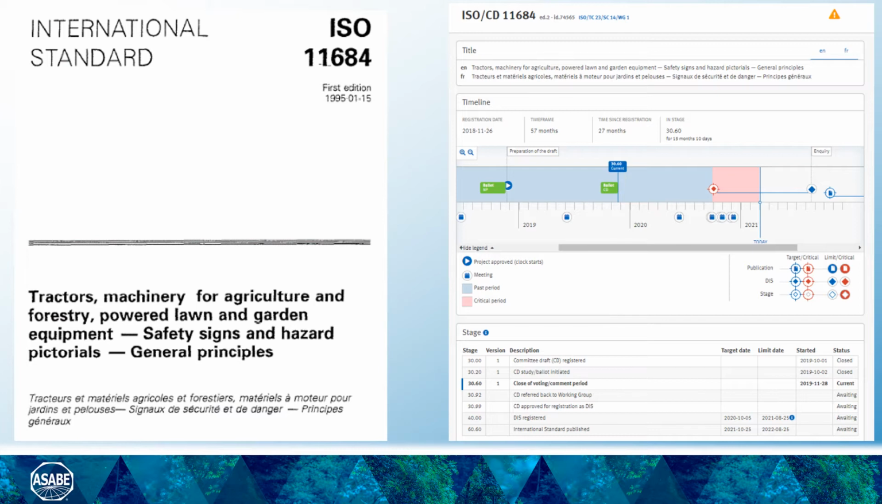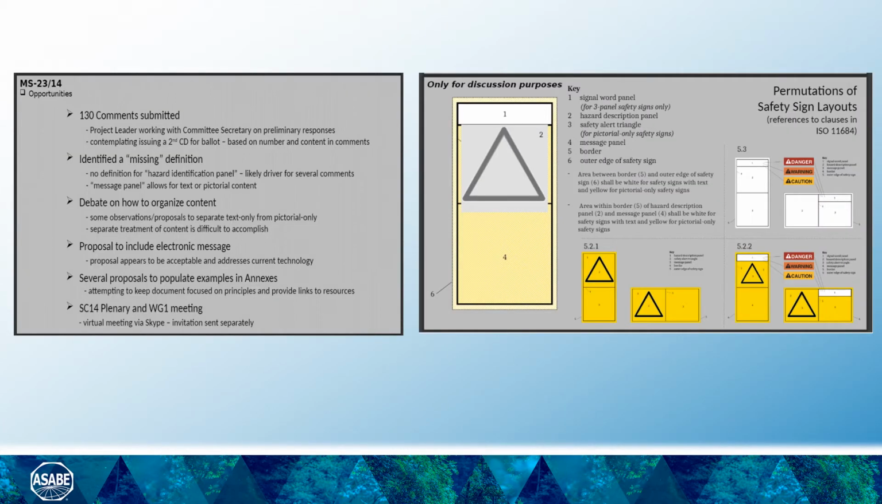This was a long, outdated document, but has been used extensively in industry. For reference, the document is currently at CD stage as indicated by the timeline. To begin with, a new work item proposal, or NWIP, was submitted, and although the project was approved, there were well over 100 comments. The type of technical comments received range from clarification of definitions to organization of content and updating figures to adding provisions for electronic delivery of safety messages, a technology that had emerged since the original publication of this standard.